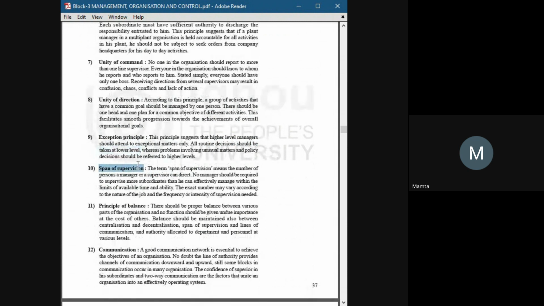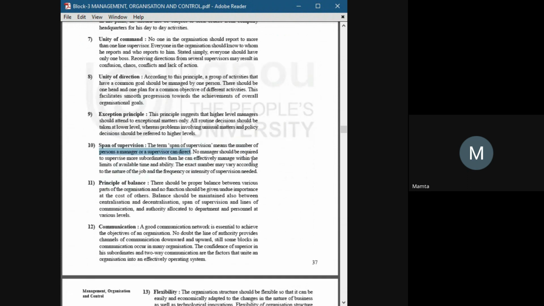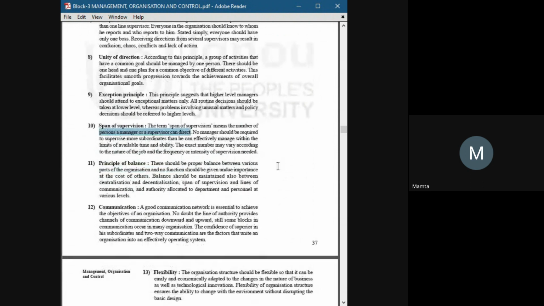Span of supervision. The term span of supervision means the number of persons a manager or a supervisor can direct. It means how many persons will work under a supervisor, how many employees he or she can handle at a point of time. So it varies from job to job. How many persons can work under a particular person.